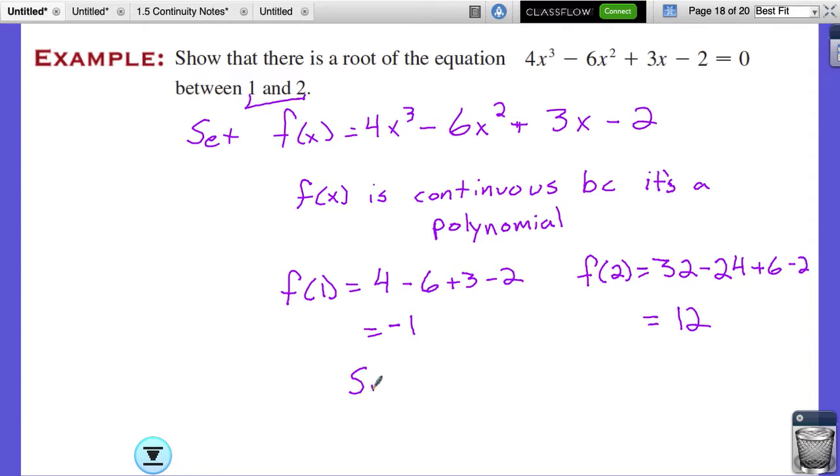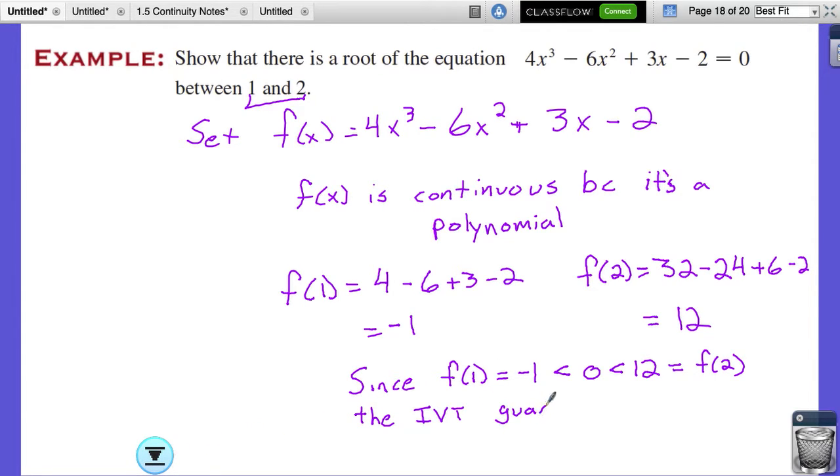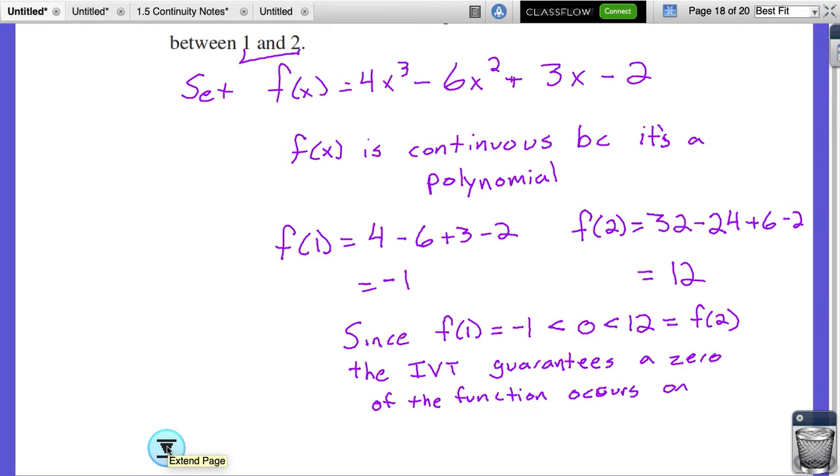So we can say since f of 1, which is equal to negative 1, is less than 0, which is less than 12, which is our f of 2, the intermediate value theorem, the IVT, guarantees a 0 of the function occurs on the interval 1 to 2.